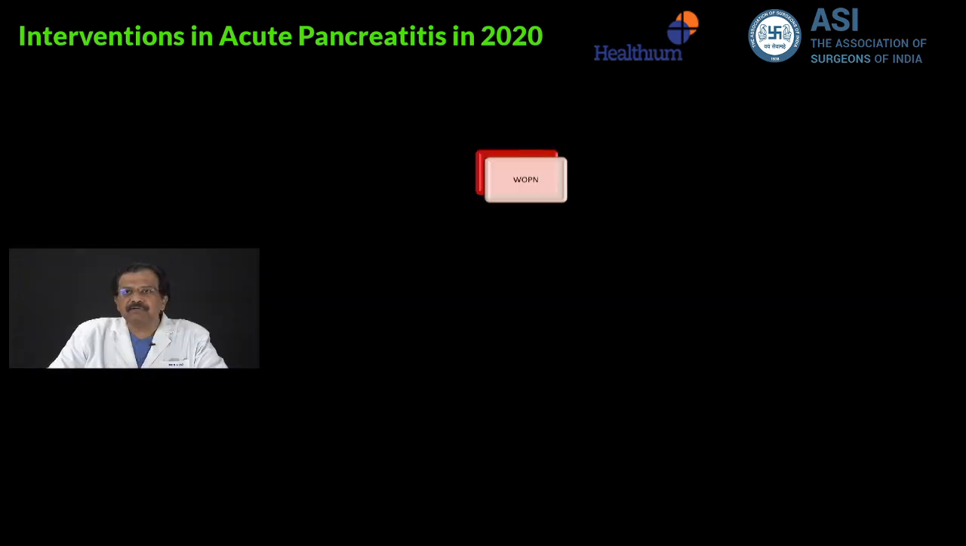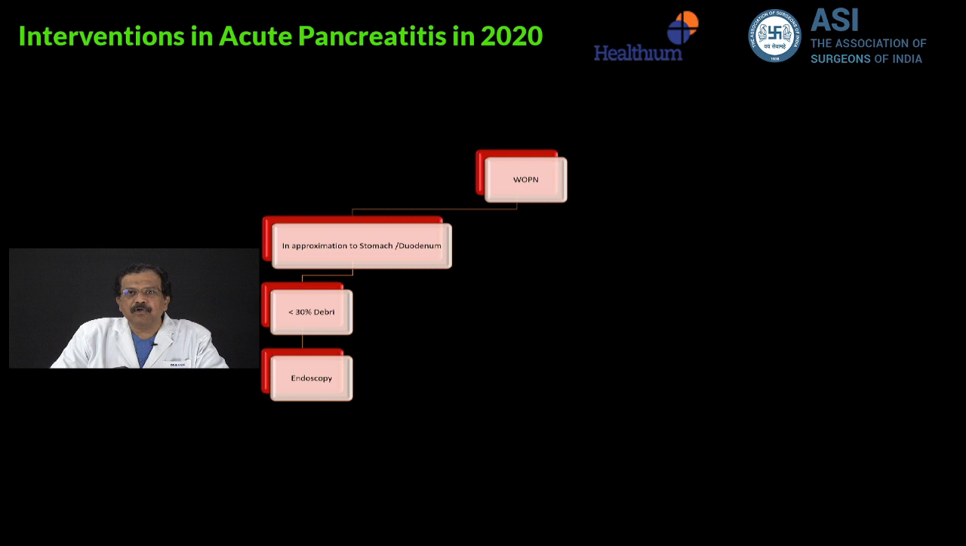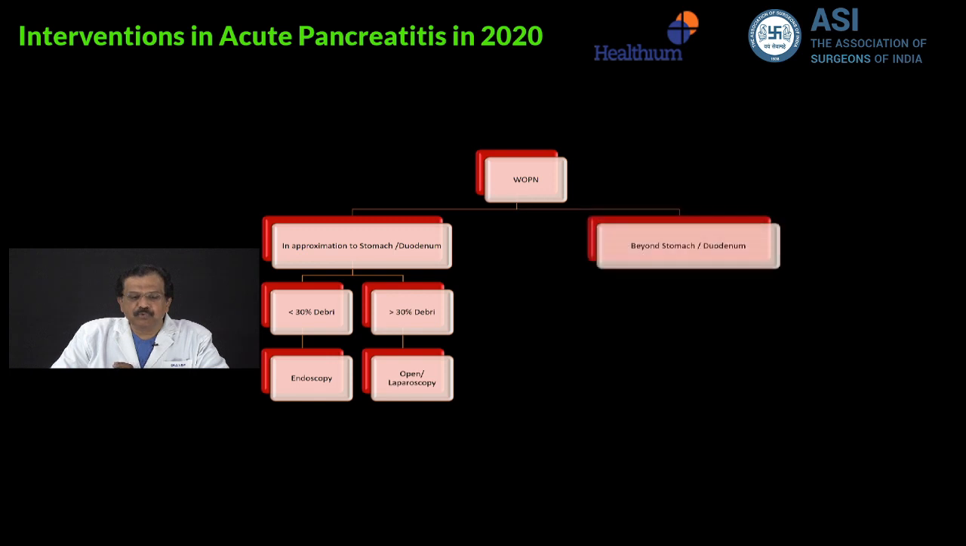Now we have a patient with walled-off pancreatic necrosis. This is in good approximation to the stomach or the duodenum, and if there is less than 30% debris, these are the patients who can go for an endoscopic intervention with placement of a lumen-apposing stent, or an endoscopic step-up approach. Now if there is more than 30% debris, these are the patients who can go for an open or laparoscopic transgastric cystogastrostomy. These patients seem to do very well.